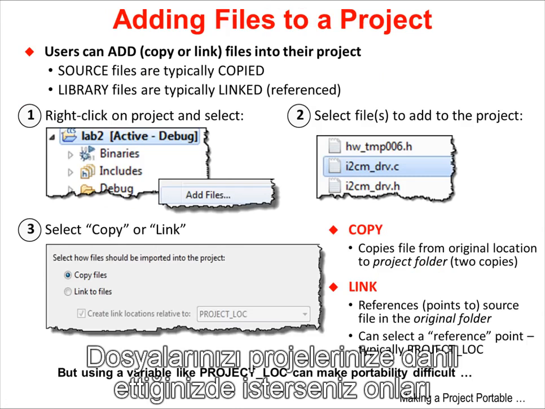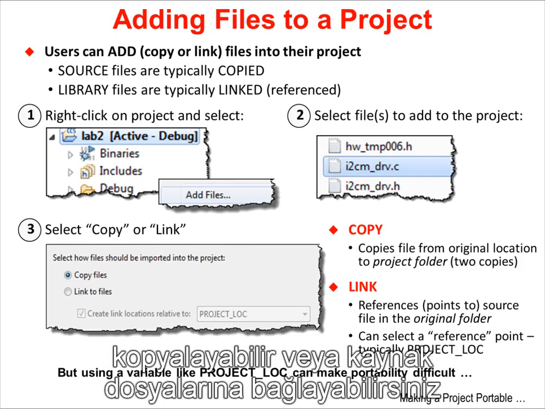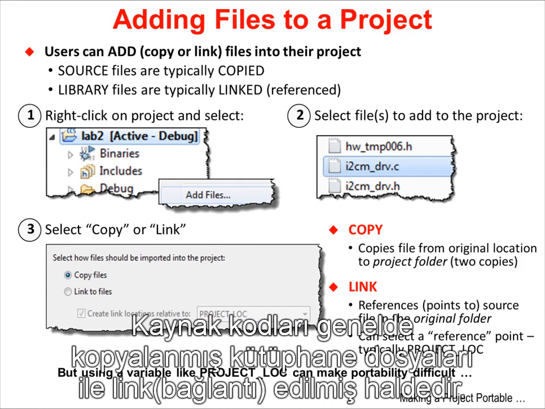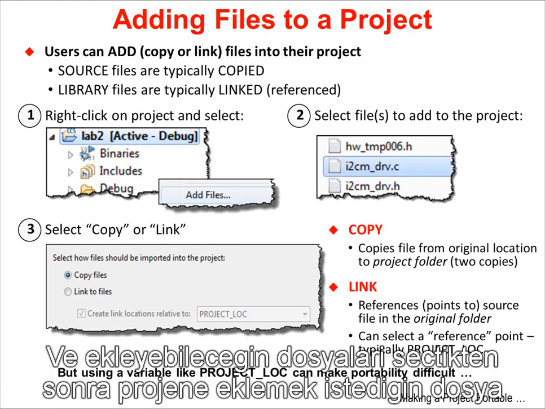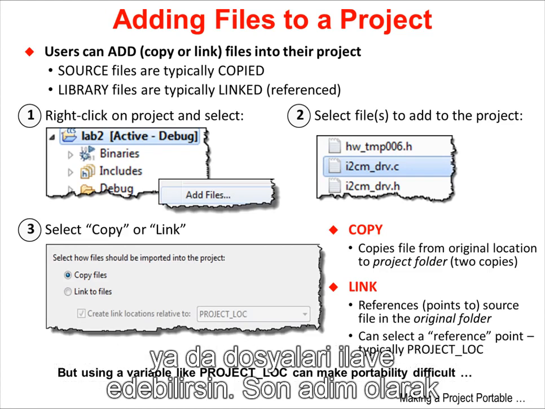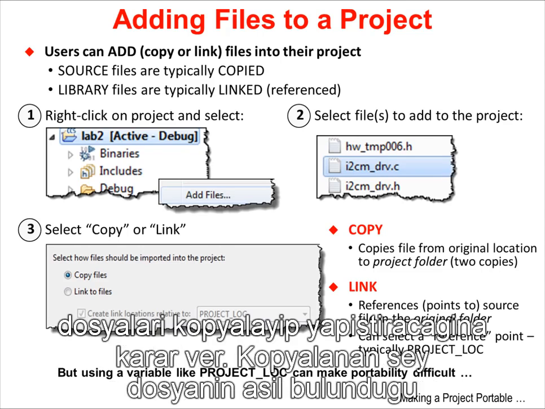When you add files to your projects, you can either copy or link them. Source files are typically copied, while library files are typically linked or referenced. To add a file to your project, just right-click on the project name and select Add Files. You can then select the file or files that you want to add to the project. In the final step, you decide whether to copy or link the files.